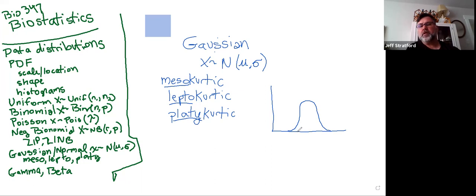Lepto, and I'll draw these with the same mean, but different standard deviations. If you had just a tiny standard deviation, it would look like this. And then platy, with a very large standard deviation, might look like this. Here's the important thing about these curves, although I didn't draw it exactly like this: if you draw a line down the middle, half the data are over here and half the data are over here.